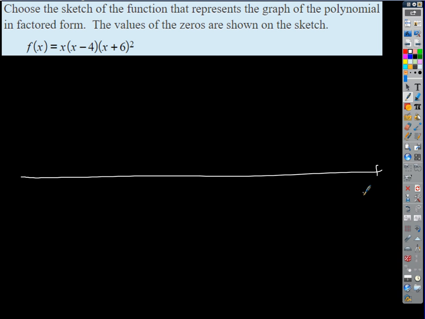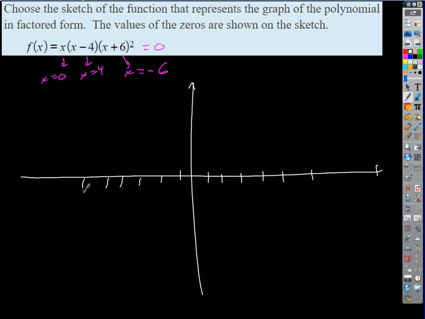x and y axes here, what are my zeros going to be? If I set this thing equal to 0, x equals 0, x equals 4, x equals -6, right? Okay, good. So these are going to be my x-intercepts at 0, at +4, and at -6. The question is just what's happening in between, right?